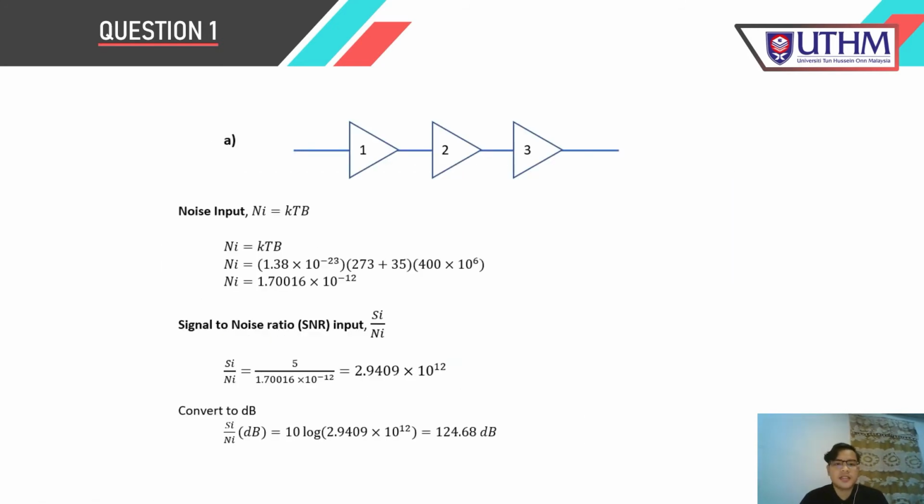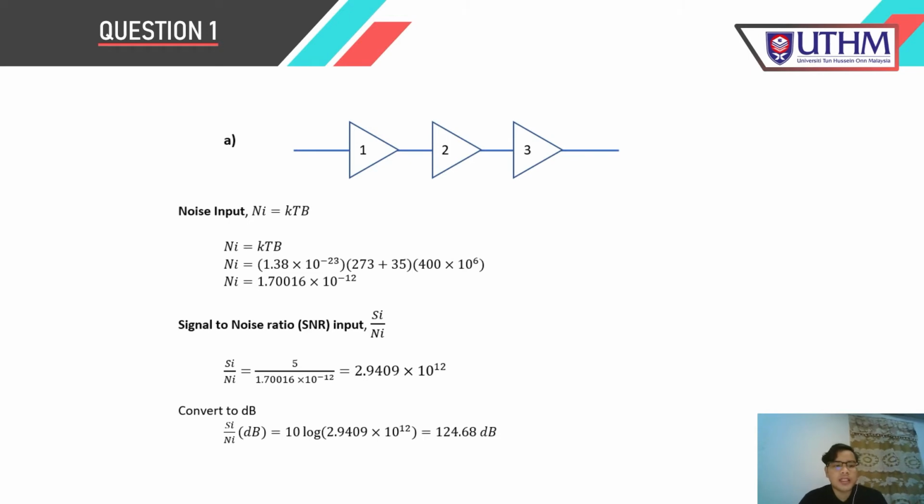So the solution is, the first configuration is amplifier 1, amplifier 2, and amplifier 3. We need to calculate the noise input. The formula is Ni equal to KTB, and then we insert the parameters given, and we get the noise input is 1.70016 times 10 to the power of negative 12.